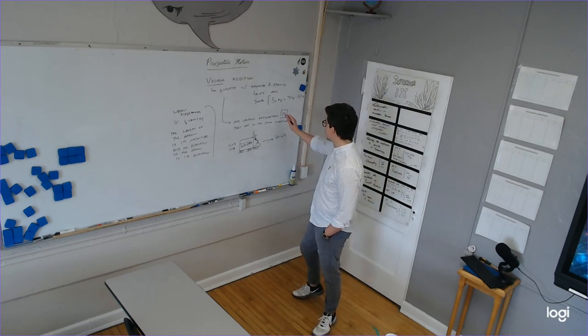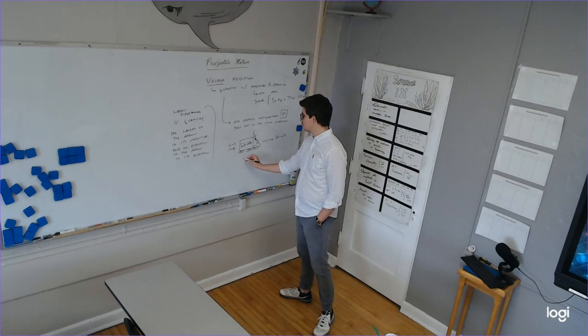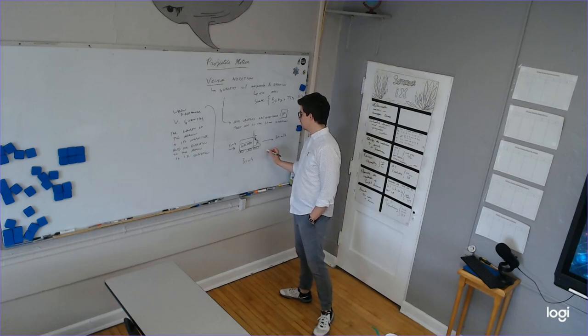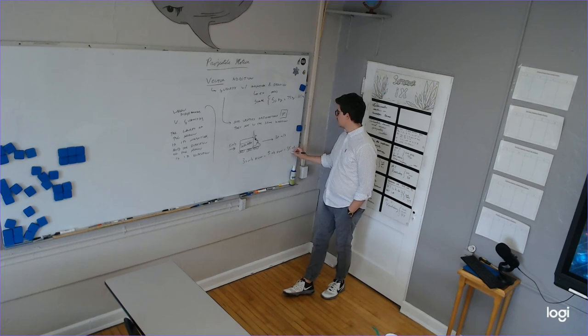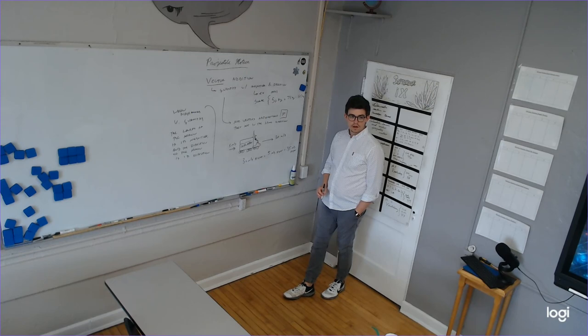So if it's the same direction, we just add it as if it were scalar quantities. So in this case, 30 meters per second plus 5 meters per second equals 35 meters per second. Okay? I'm guessing right now, would you subtract if it's going the opposite direction?